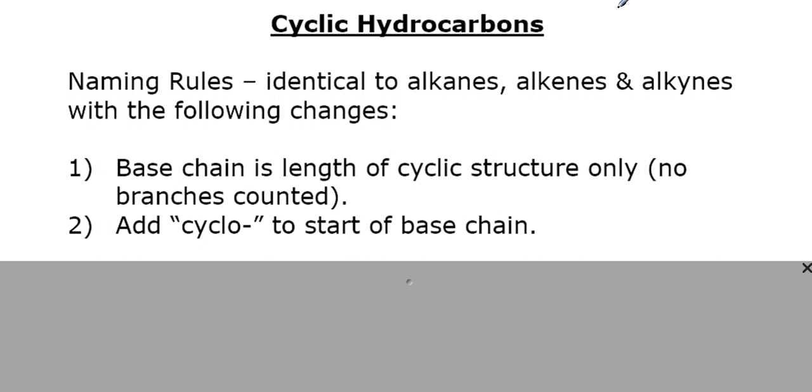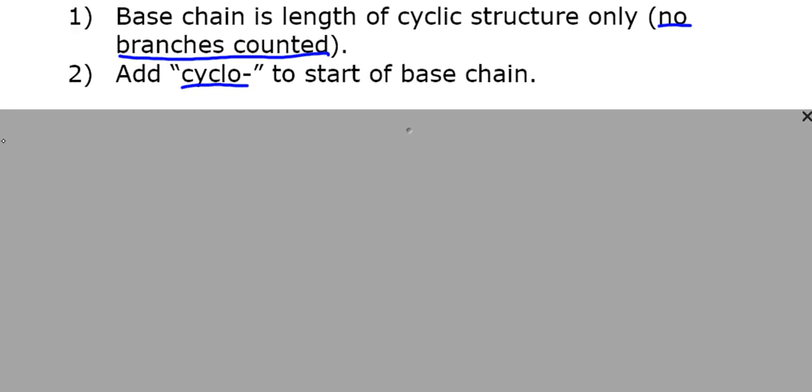So the first step is your base chain or your main chain is going to be the length of the cyclic structure only. If there are branches on that cyclic structure, the branches are not counted. They're just treated separately as branches. The second thing you need to do is add another prefix in front of the previous prefix. You add the prefix cyclo to the beginning of the name. Other than that, everything else works the same way. So let's look at some examples of how these are represented.